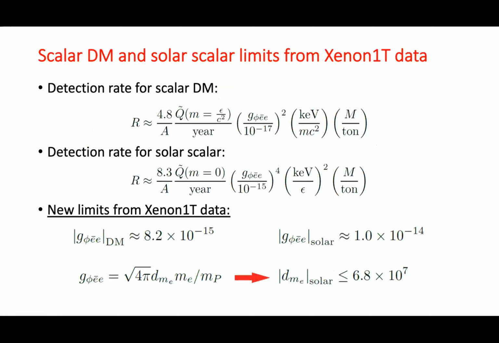Of course, we also can calculate the detection rate for scalar dark matter and for solar scalars. And comparing with XENON1T data, we can extract the interaction constant. If you believe that this peak at small energies is a real dark matter peak, you can extract the interaction constant for dark matter scalar and the interaction constant for solar scalar. They are approximately the same, to very good accuracy, something like 10 to the minus 14 if it's a dimensionless constant.